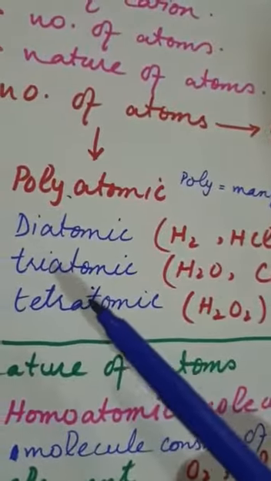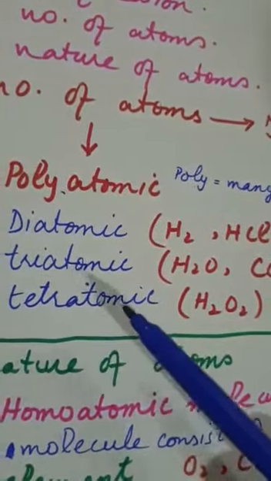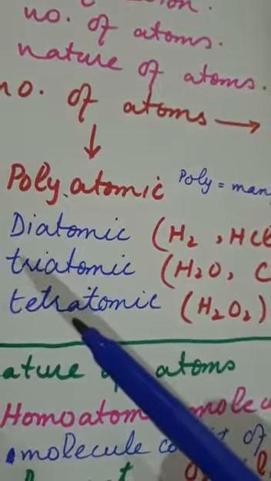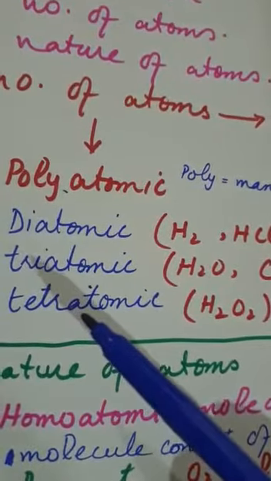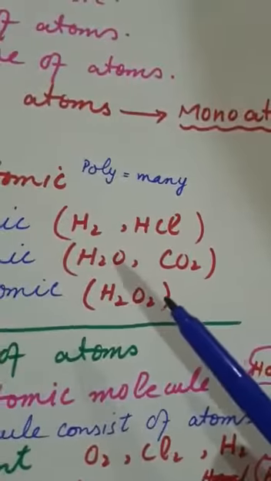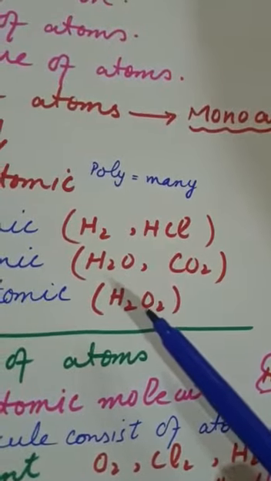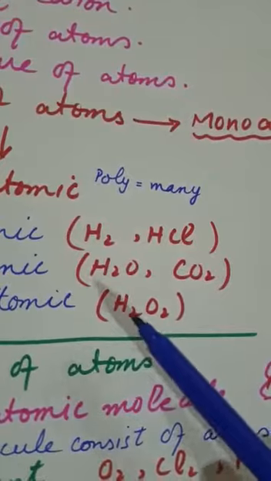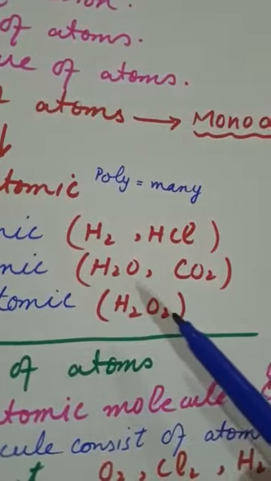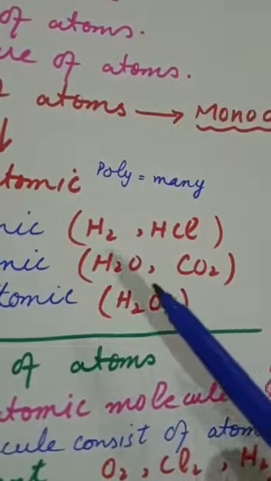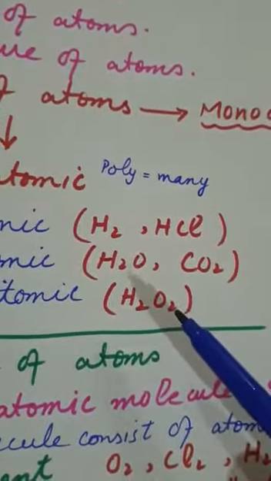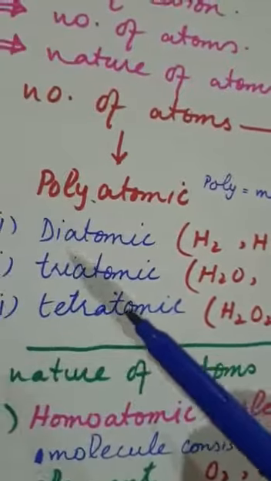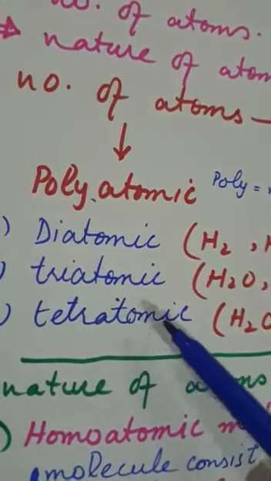Now, the third subclass is known as tetraatomic molecule. The molecule which consists of 4 atoms is known as a tetraatomic molecule, and the example is hydrogen peroxide. In this molecule you can see that we have 2 hydrogen atoms and 2 oxygen atoms. The total will be 4. So the hydrogen peroxide molecule consists of 4 atoms. For that reason it is known as a tetraatomic molecule.